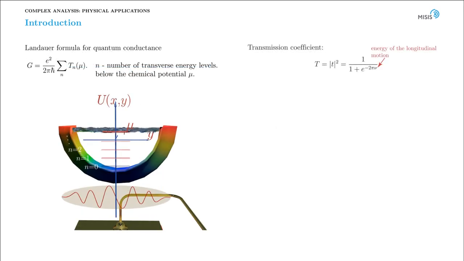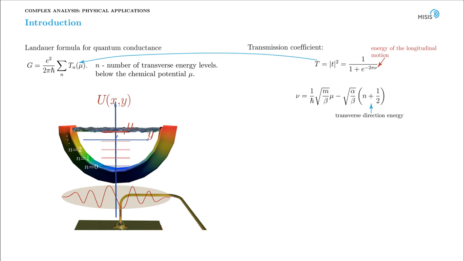Let us recall that the new coefficient is the energy of the longitudinal motion up to a scaling factor. The energy in transverse motion is quantized, so the new factor is simply the difference of the total energy, which is the chemical potential of electron liquid, and the energy in the transverse direction.